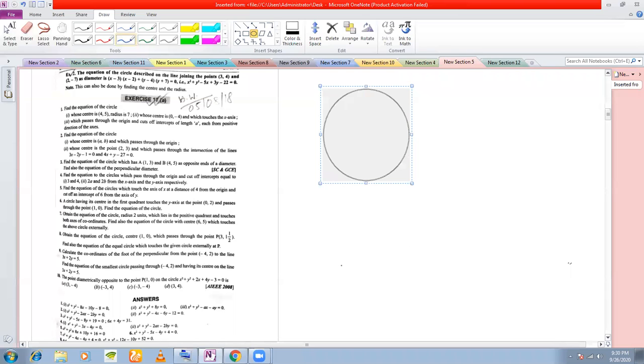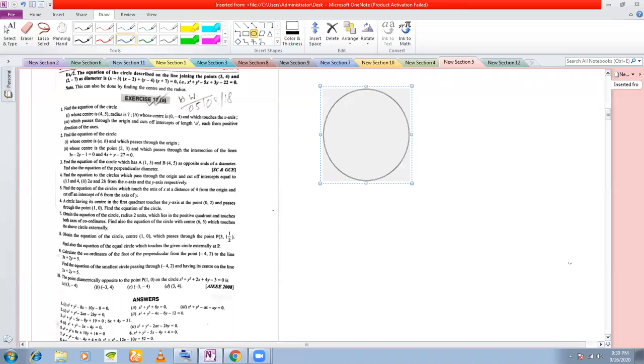x square minus 4x minus x will give you minus 5x plus 4, and this will give you y square minus 5y minus 3y will give you minus 8y plus 15 is equal to 0. So this will give you x square plus y square minus 5x minus 8y, and 15 plus 4 is 19, equal to 0. Okay, this is the equation of the circle.